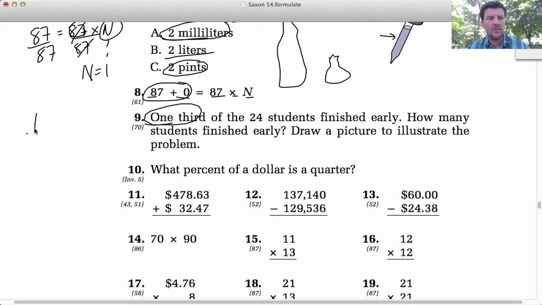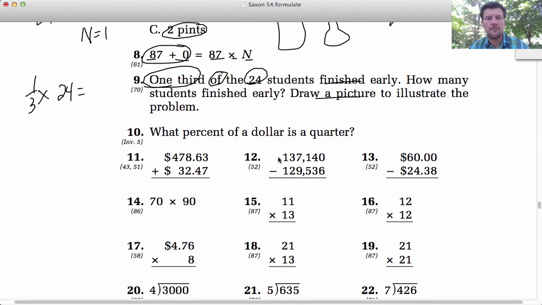1/3, you should show 1/3 right there as a fraction of 24. Of often means multiplication, so 1/3 times 24. How many students finished early? You take 1/3 of 24 in order to get your answer, and you can draw that picture.